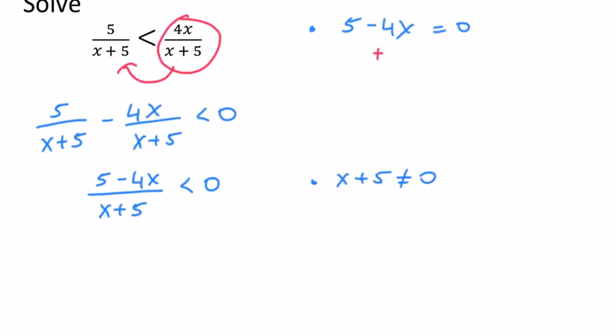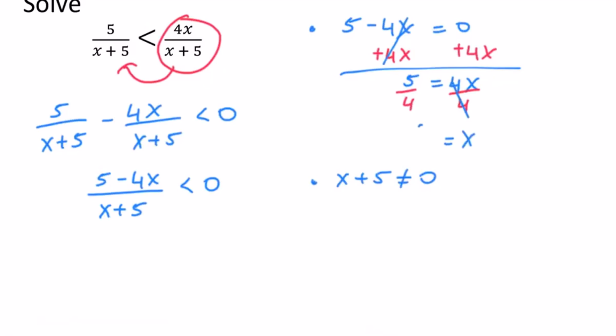So here we can add the 4x over, and we have 5 is equal to 4x. Divide out the 4. So x is 5 over 4. The second equation, minus the 5 over. So x cannot equal negative 5.